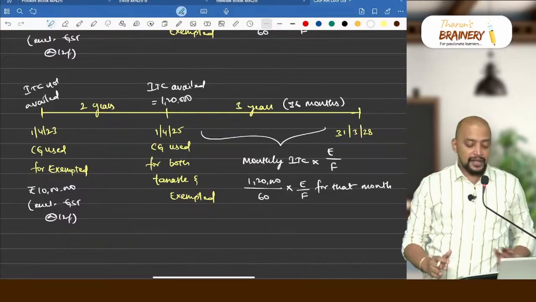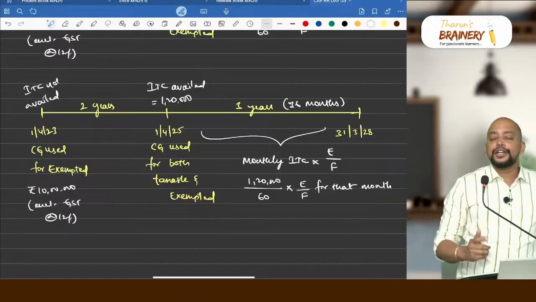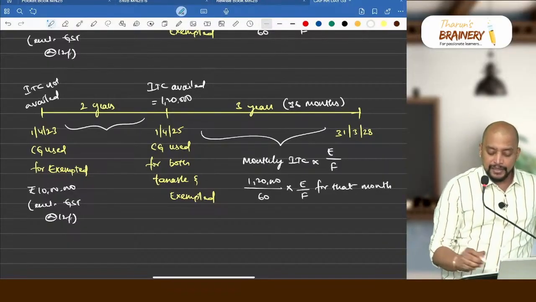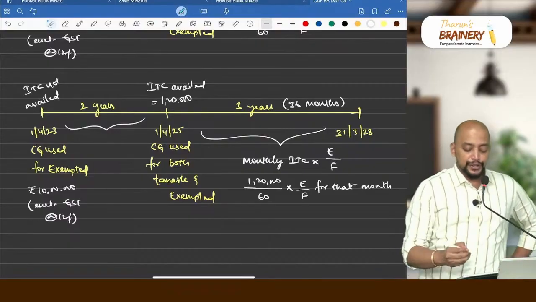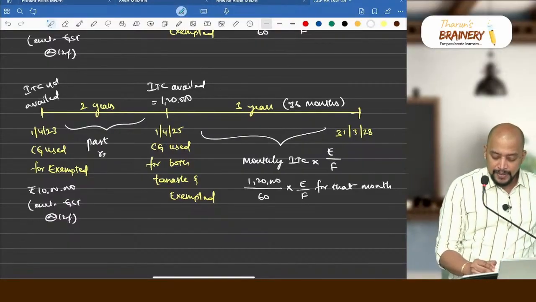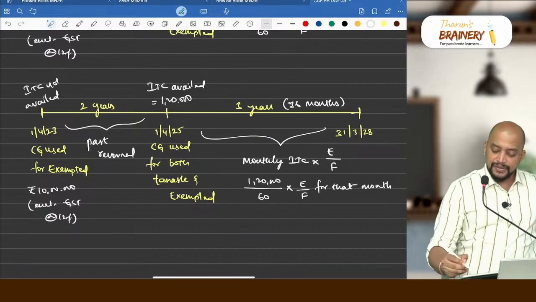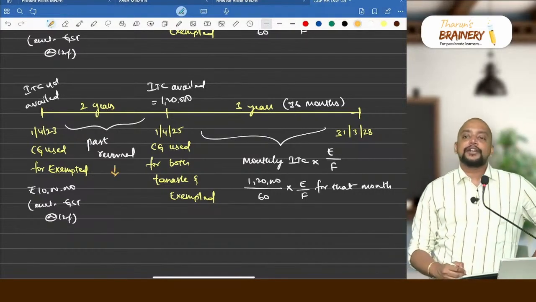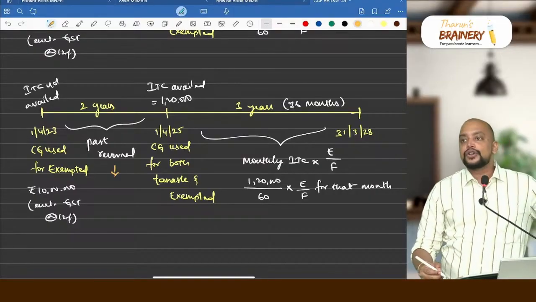Full ITC you take. But for the last 2 years, it is used for what purpose? For the last 2 years, it is used for exempted. So for that purpose, you need to do the reversal. This is past reversal. What is the past reversal? The past reversal will be 5% for every quarter or part thereof from the date of purchase till the date of conversion.